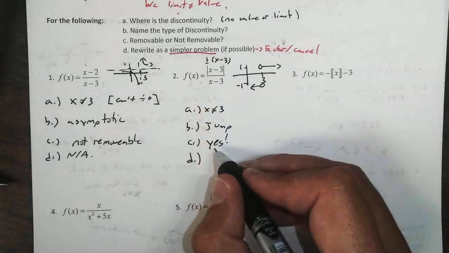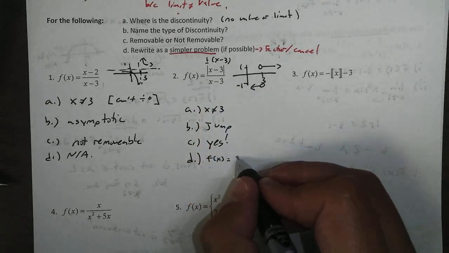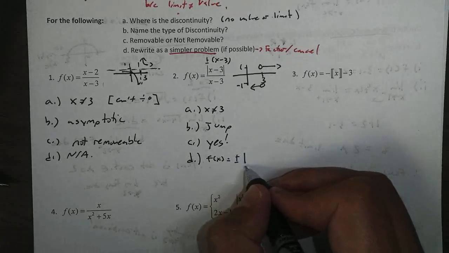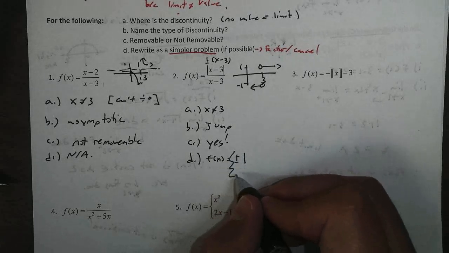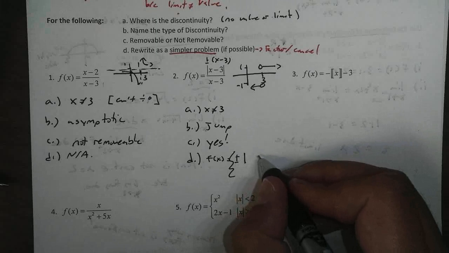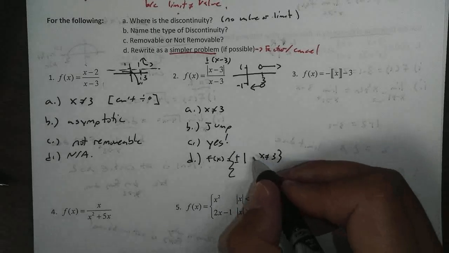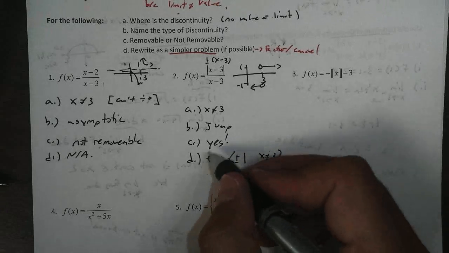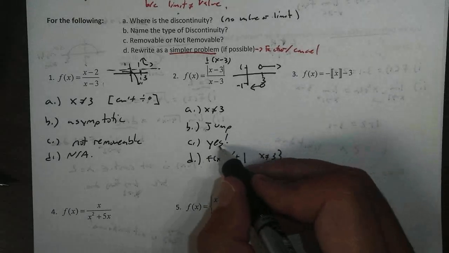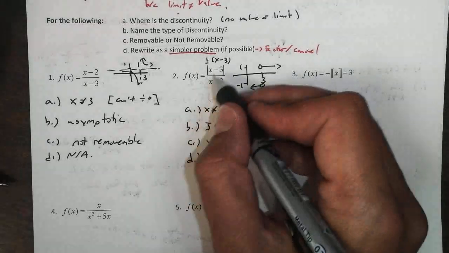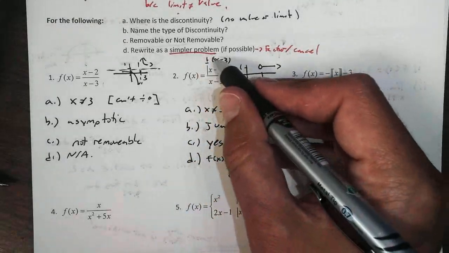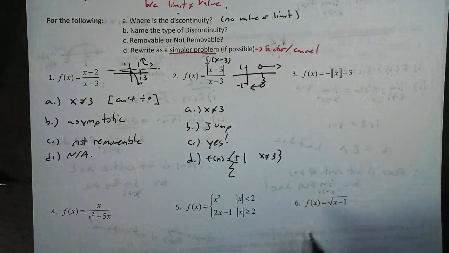But if I want to rewrite it, we would get f of x equals plus or minus 1, and it's written this way, plus or minus 1 for x not equal to 3. Basically, you have to redefine it. But if you say no here, that's fine too. It's just that you really can't factor cancel, I guess, if you factor out that plus or minus right there.